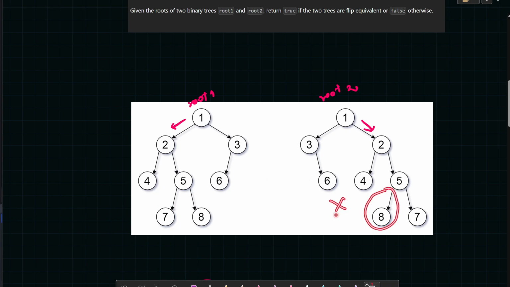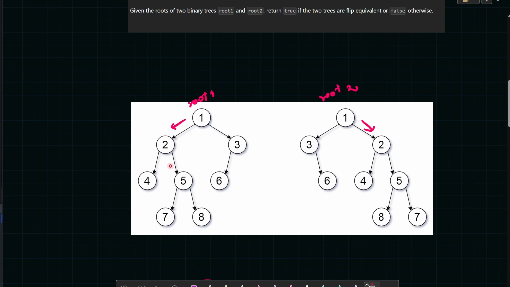The answer is no. So we are simply checking again: is the left child of root equal to the right child of this 5? Yes, they are equal. So we can simply move to the 7 again. What we are doing is, when these both left children are equal, we're just further moving. But when we encounter that these two are not equal, then we're swapping them.